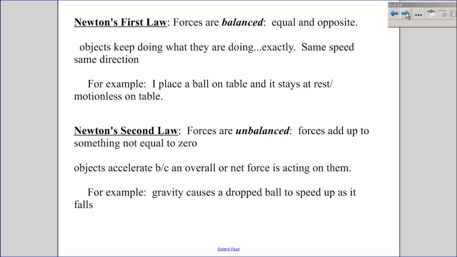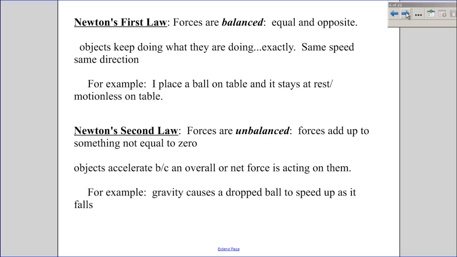And the first law, and again this is review, deals with forces that are balanced on an object. So equal and opposite forces. If the forces are balanced, the ball or the object's going to keep on doing what it's doing. Same velocity, same direction. So objects keep doing what they're doing exactly. For example, I place a ball on the table, it just sits there. Forces are balanced, it just sits there.